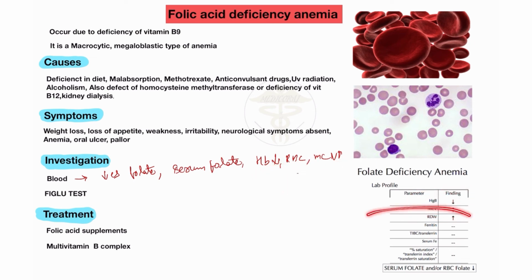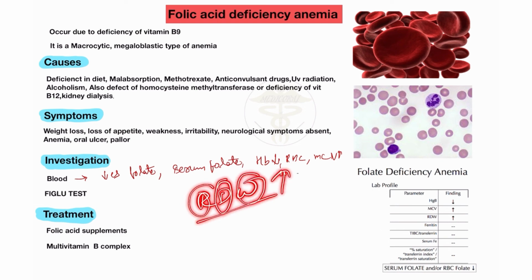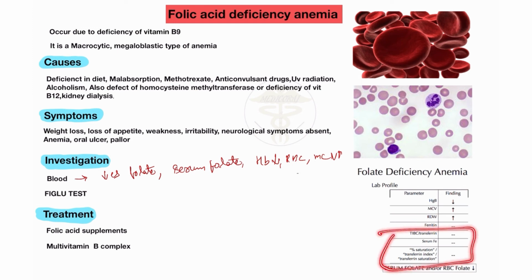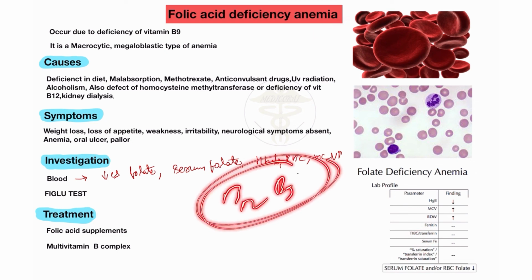And this is the red blood cell distribution width. This increases. RDW means red blood cell distribution width. It increases in iron deficiency anemia. But all others, like TIBC, ferritin level, and iron level, are normal in folic acid deficiency anemia. Also vitamin B12 and vitamin B9 deficiency occur in folic acid deficiency.